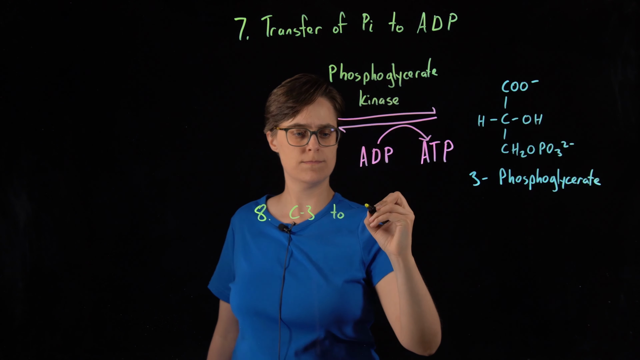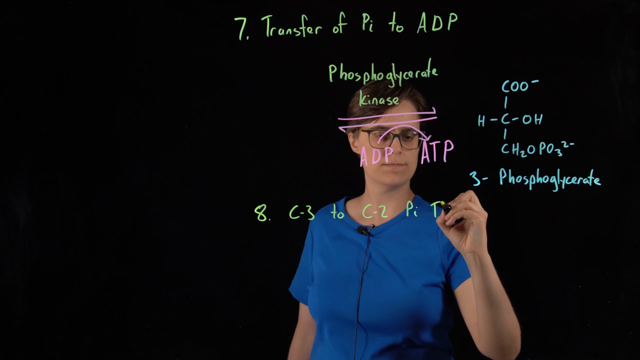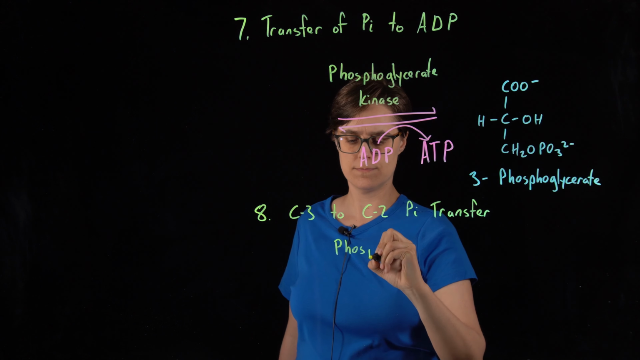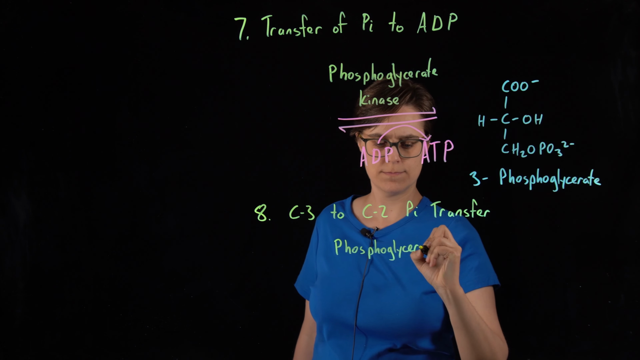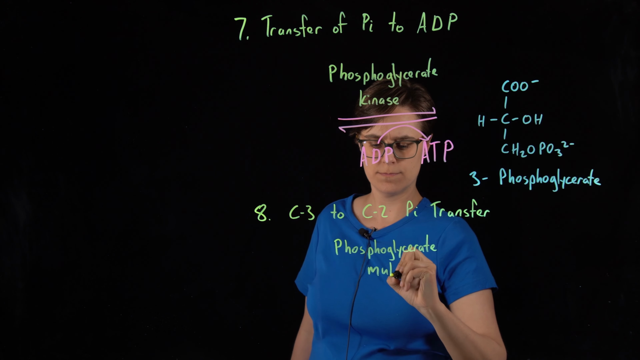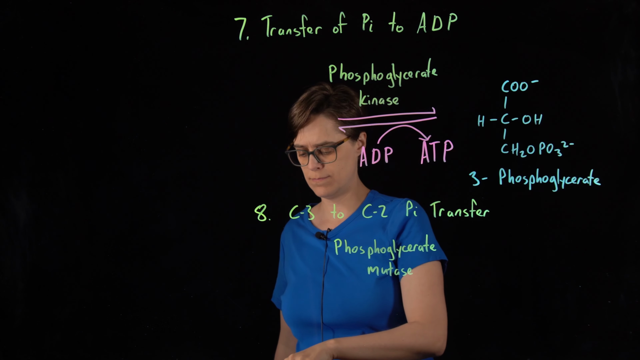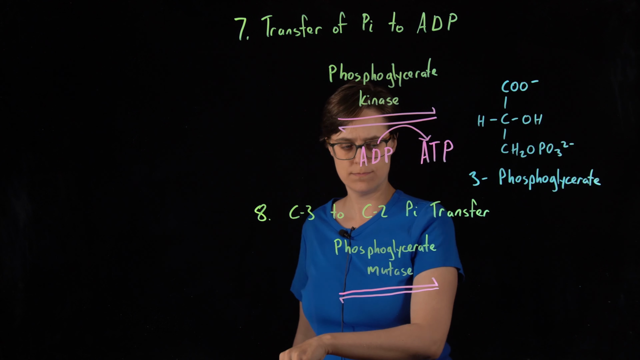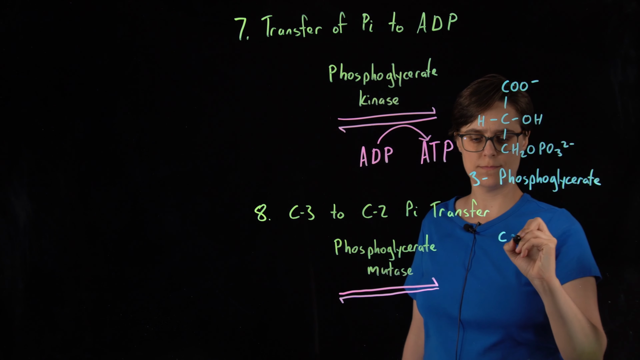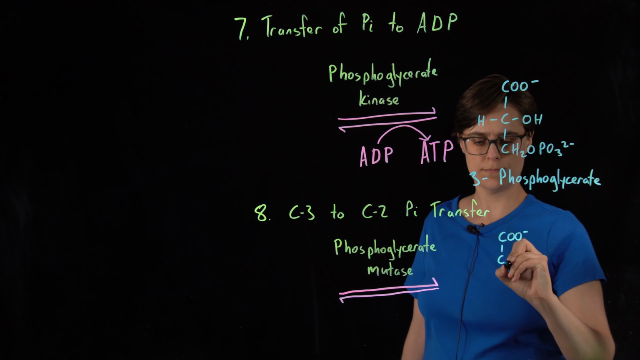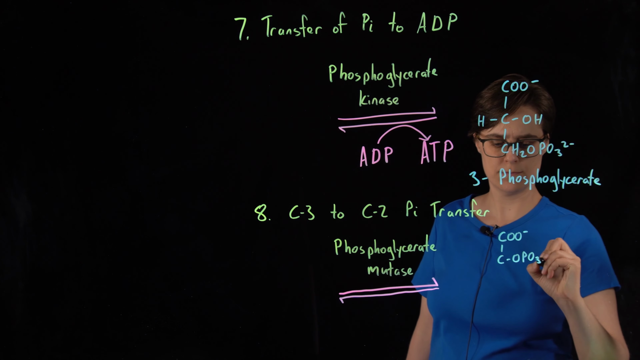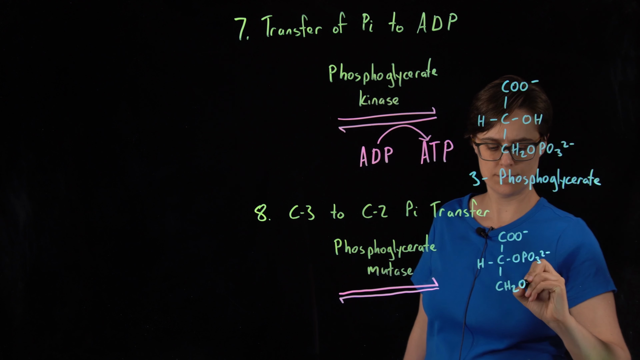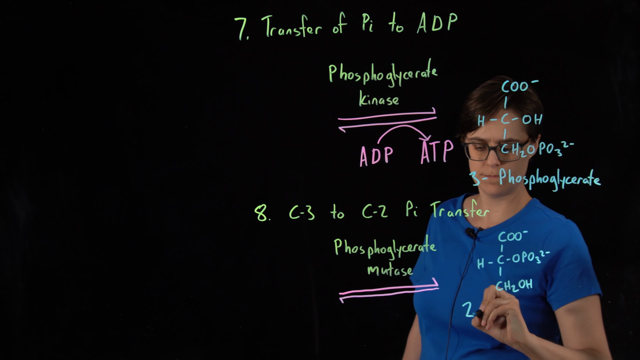Step 8 is going to be a carbon 3 to carbon 2 inorganic phosphate transfer. So this is essentially an isomerization reaction. It's catalyzed by an enzyme called phosphoglycerate mutase. This is a reversible reaction. And our product is 2-phosphoglycerate. So we went from 3-phosphoglycerate to 2-phosphoglycerate.